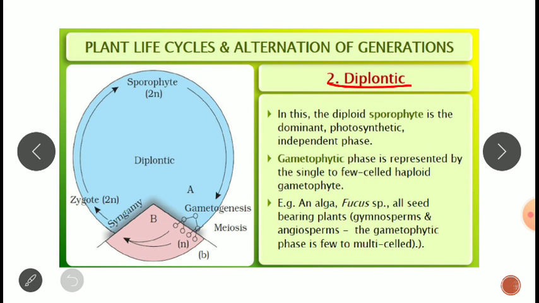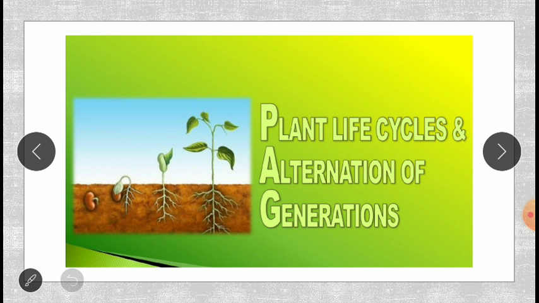The second one is the diplontic that we have just now seen. The diplontic life cycle is going to be best explained in the angiosperms and gymnosperms. So in the diplontic we can see that the sporophyte is the dominant photosynthetic independent phase, and the gametophyte is going to be represented only by single to few celled haploid gametophyte. Like, let us take an example over here.